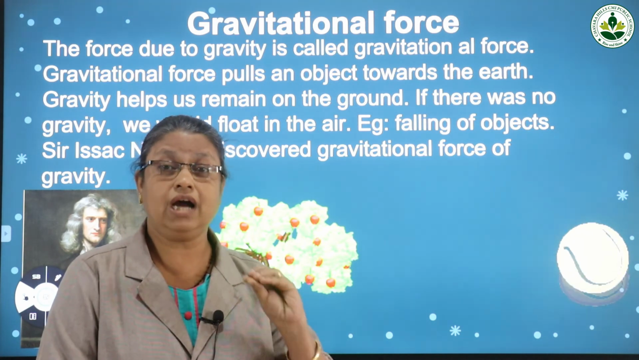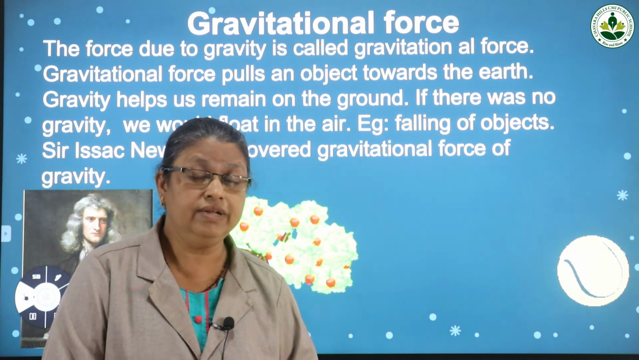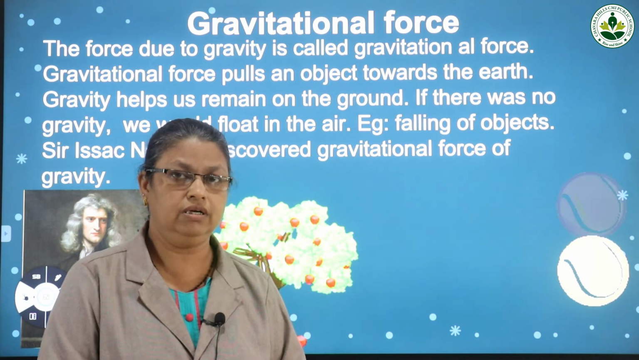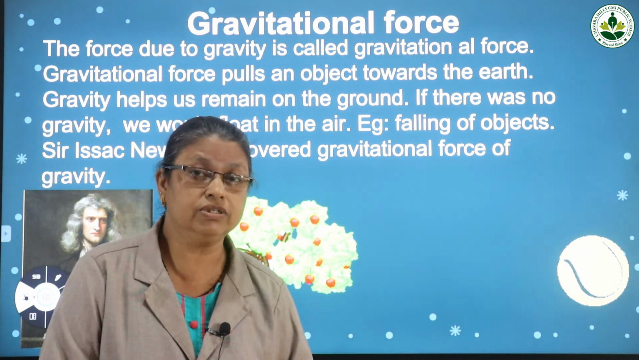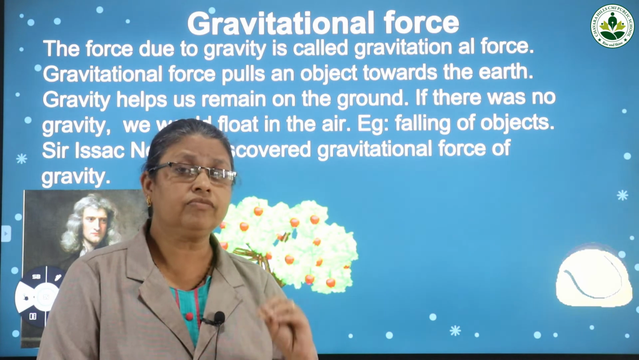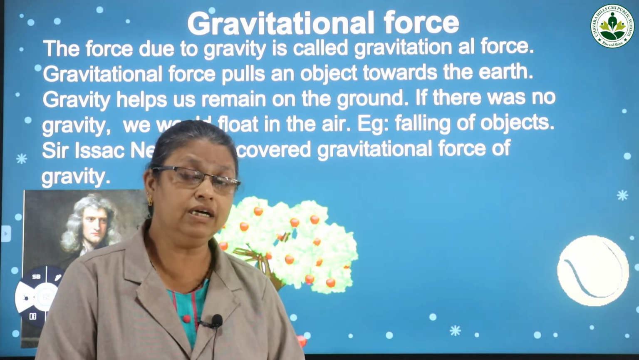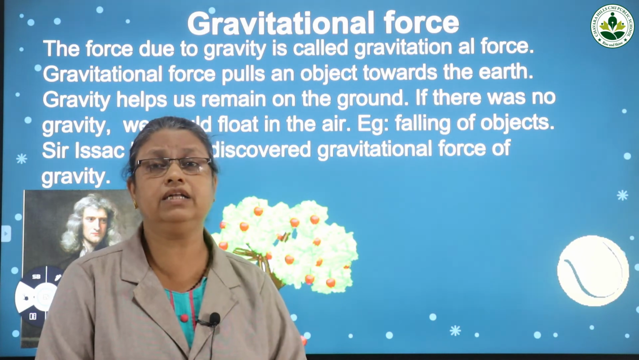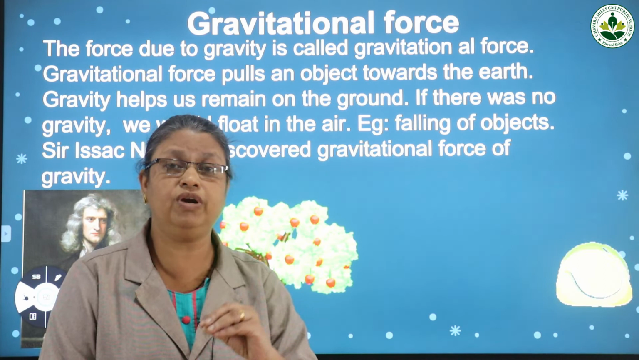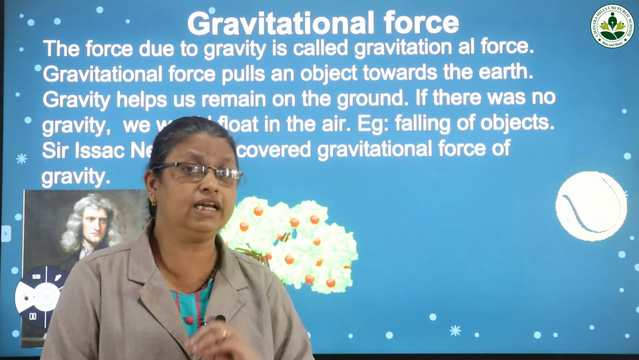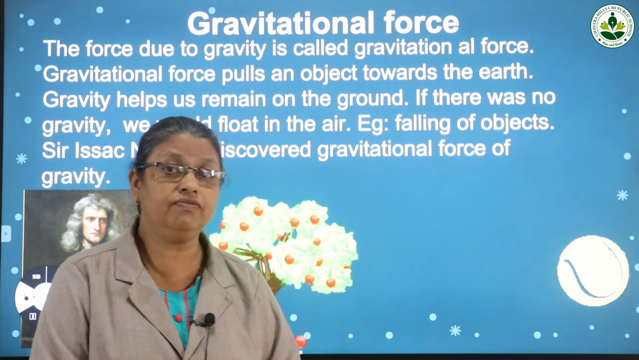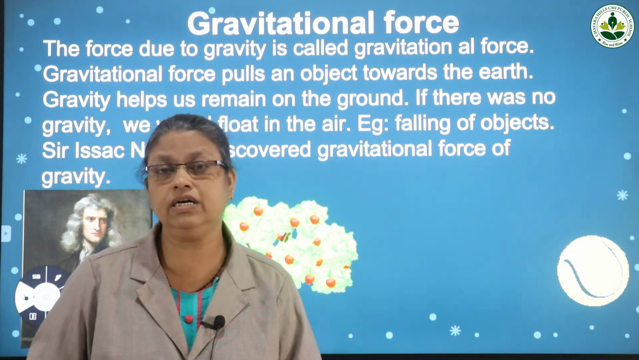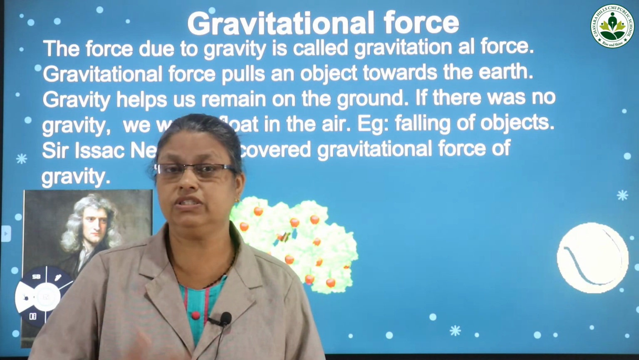So what is gravity or what is gravitational force? The force exerted by the earth on the objects is called gravitational force. Gravitational force is the force applied by the earth on the objects. The earth is always attracting the objects towards it. It is always pulling the objects towards it. That type of force is called a gravitational force. So the force exerted by the earth, it is attracting all the objects towards it. The force is attracting us.